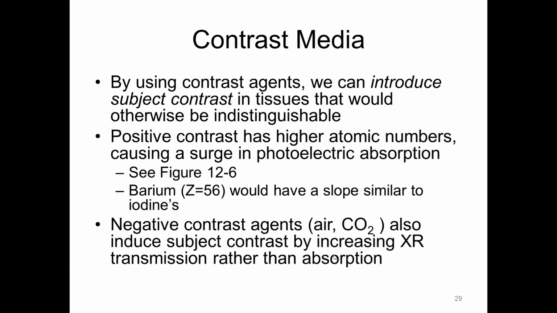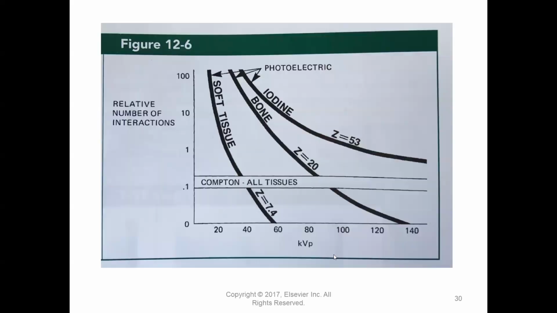So figure 12.6, which I have on the next slide here, is photoelectric interactions for soft tissue, for bone, and for iodine, one of our positive media. Note that iodine has a Z number of 53, much higher than the average Z number of bone. So at any energy level, a lot more photoelectric interactions are happening versus the soft tissue and the bone.